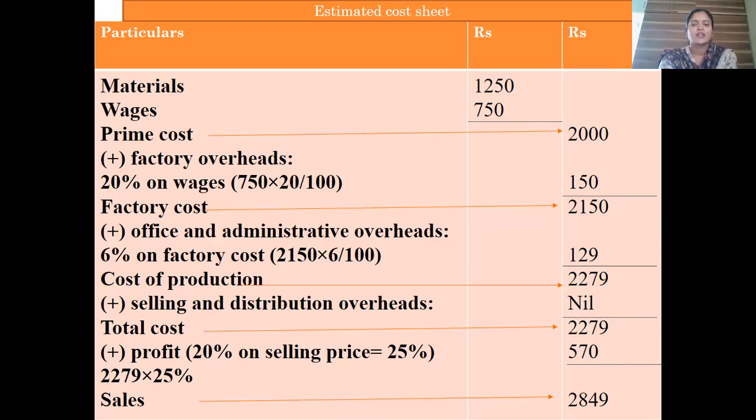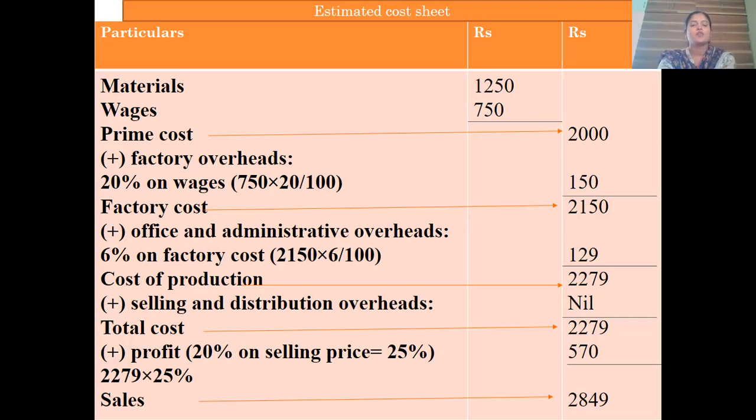2,279. For that you need to add the selling and distribution overheads. In this problem the selling and distribution is not given, so we take it as nil. If you add these two, what is your total cost? Total cost is 2,279. Now after the total cost we need to calculate the profit we have earned.